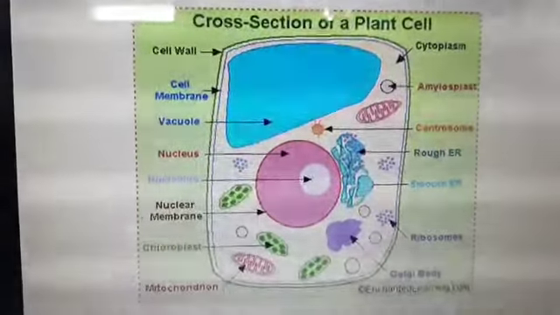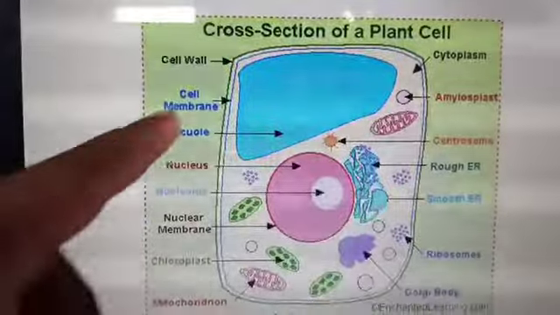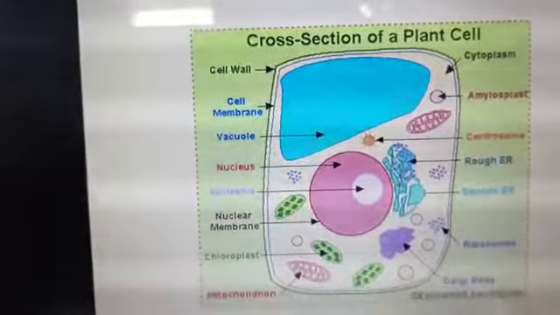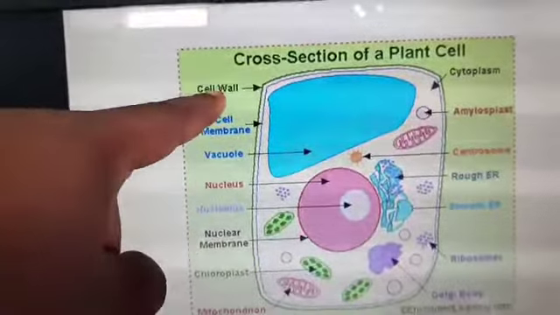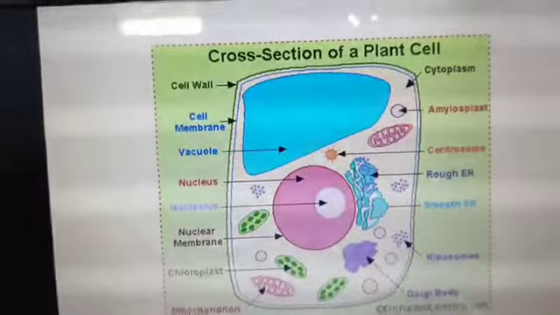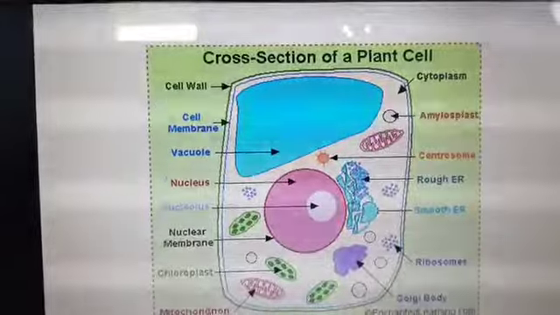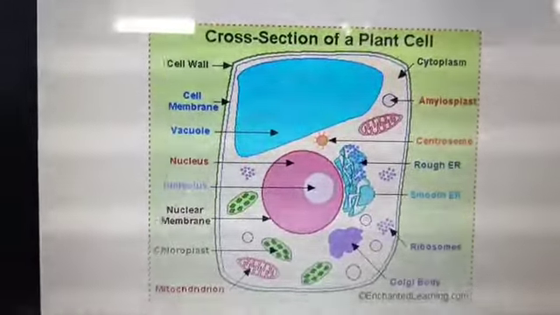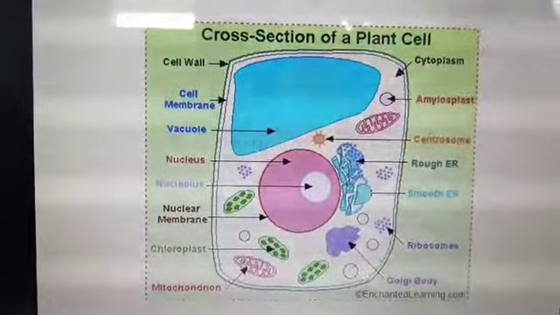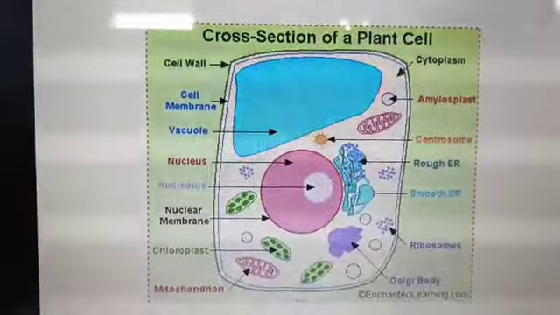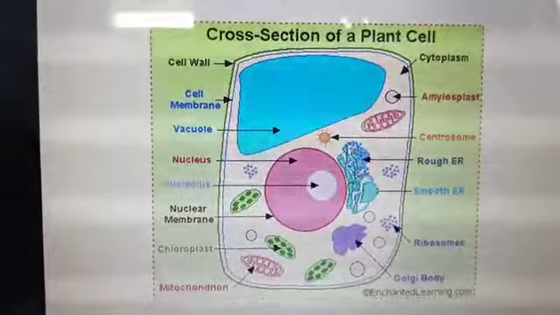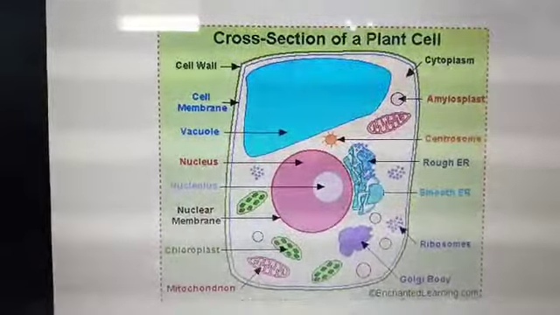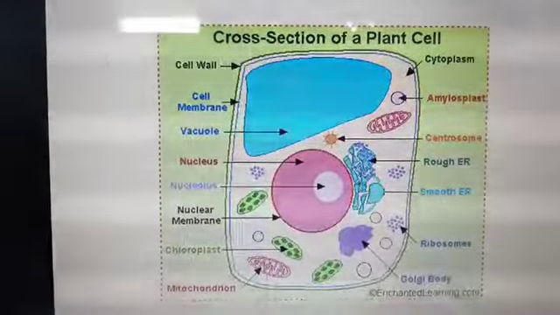Now, the cell wall is the top protective layer outside the cell. You can see that this is the cell wall, and it is made up of cellulose, which protects the cell from outer damage. Now the cell membrane: next to the cell wall there is the cell membrane, which is porous, which makes up the body of the cell and also allows material to go in or go out.